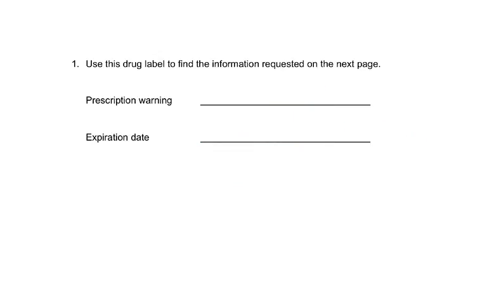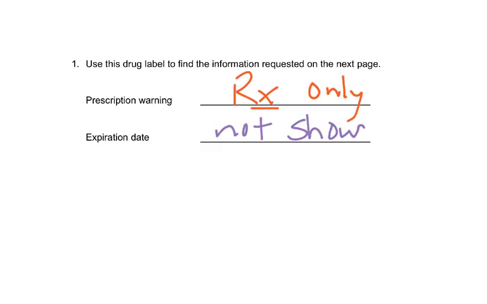The prescription warning is in the bold underneath where it says 30 delayed release capsules. The prescription warning is just telling you that this is only available with a prescription, the RX. And the expiration date, again, would occur on an actual drug label, but as this is just an example, we don't have the expiration date on this example.